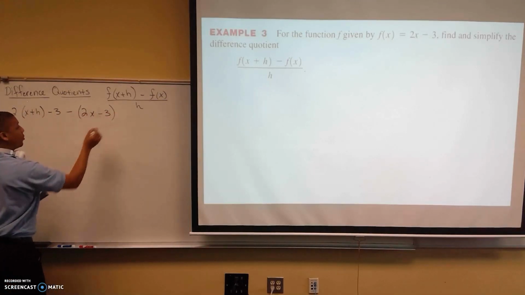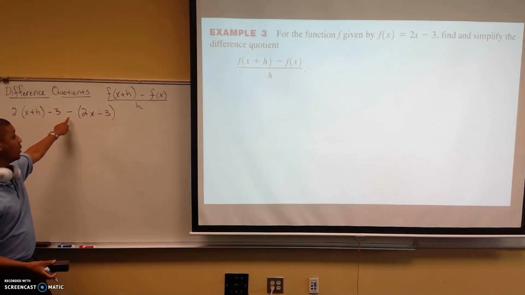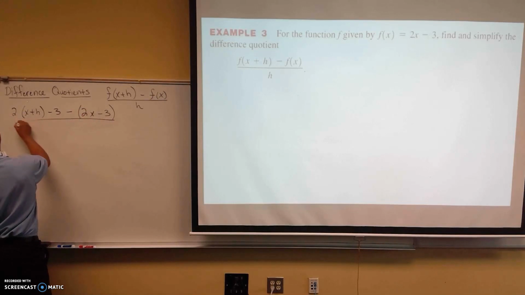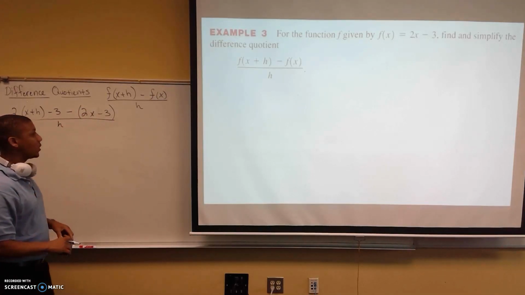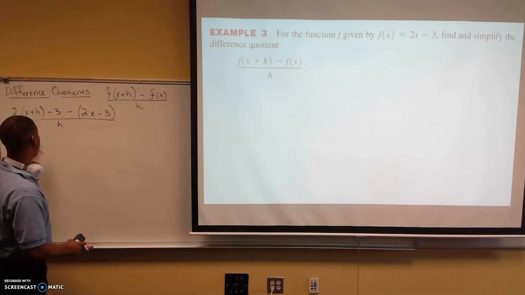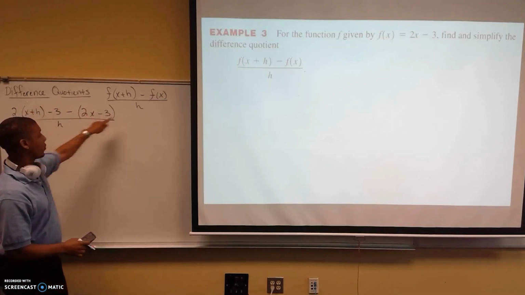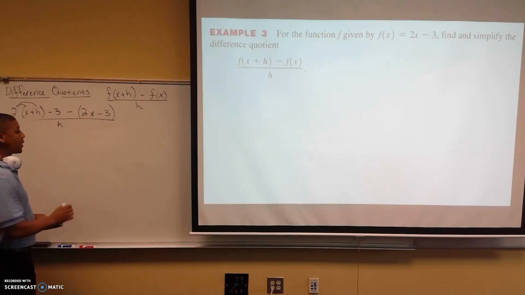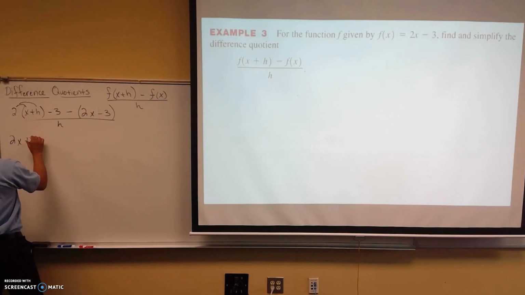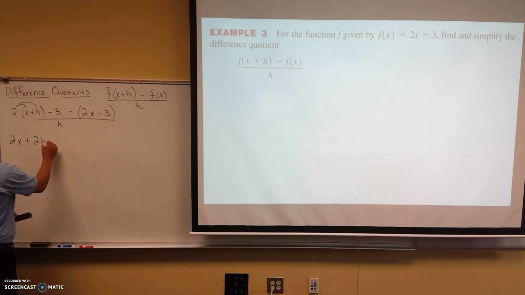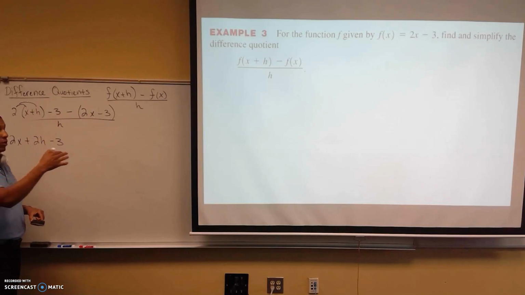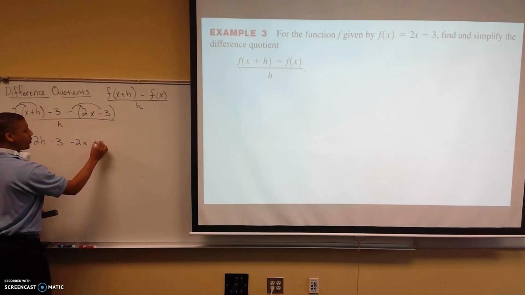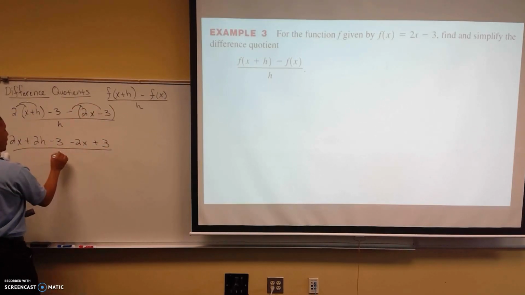And it will be helpful if we put this in parentheses because later on when we start simplifying, we need to distribute this negative inside, and it's going to change some signs. All over h. So now we're ready to simplify because we got everything set up. Part 1, part 2, and part 3 of the problem. So I distribute the 2 inside, and we get 2x + 2h - 3. Take the negative inside and distribute. Gives us - 2x + 3, all over h.